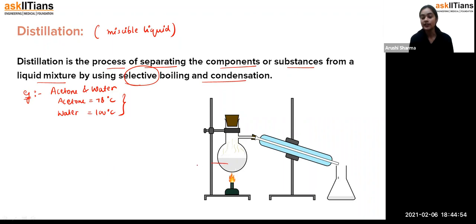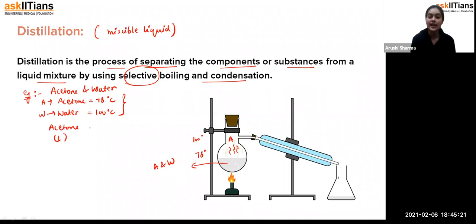Fine. So now when you have the mixture of acetone and water, A for acetone, W for water, and you are heating it, students, what happens is that first of all the temperature would be 78 and after that it would be 100 degrees Celsius. So when the temperature reaches 78 degrees Celsius, what will happen? There is the formation of vapors of acetone, because acetone is a liquid, and on heating, students, we know this, when we heat this acetone, we get the vapors of it. Exactly. So we are getting the vapors from here.